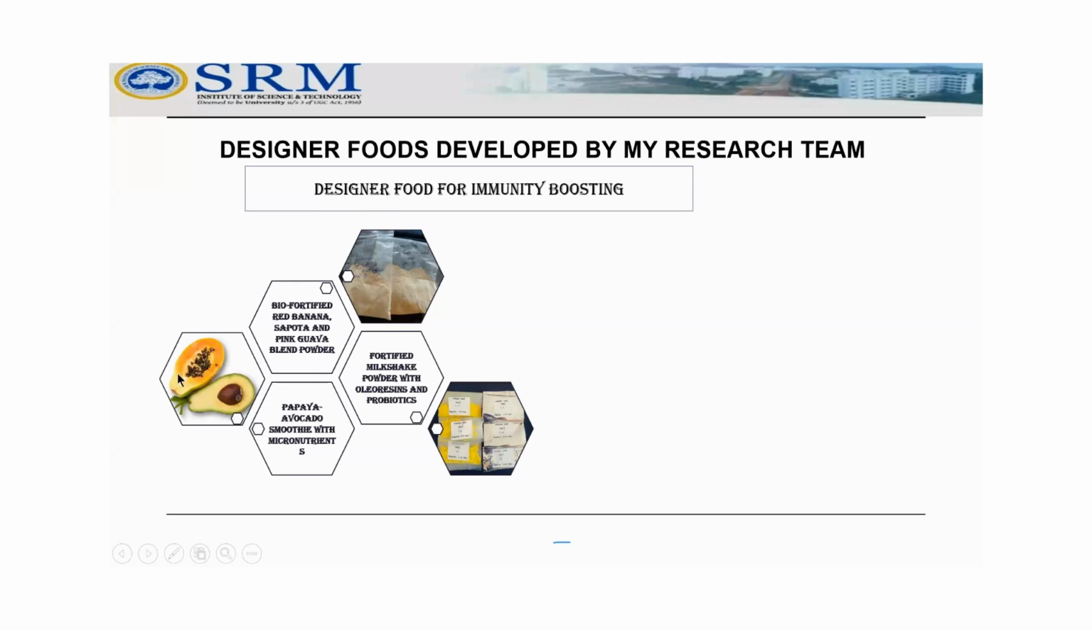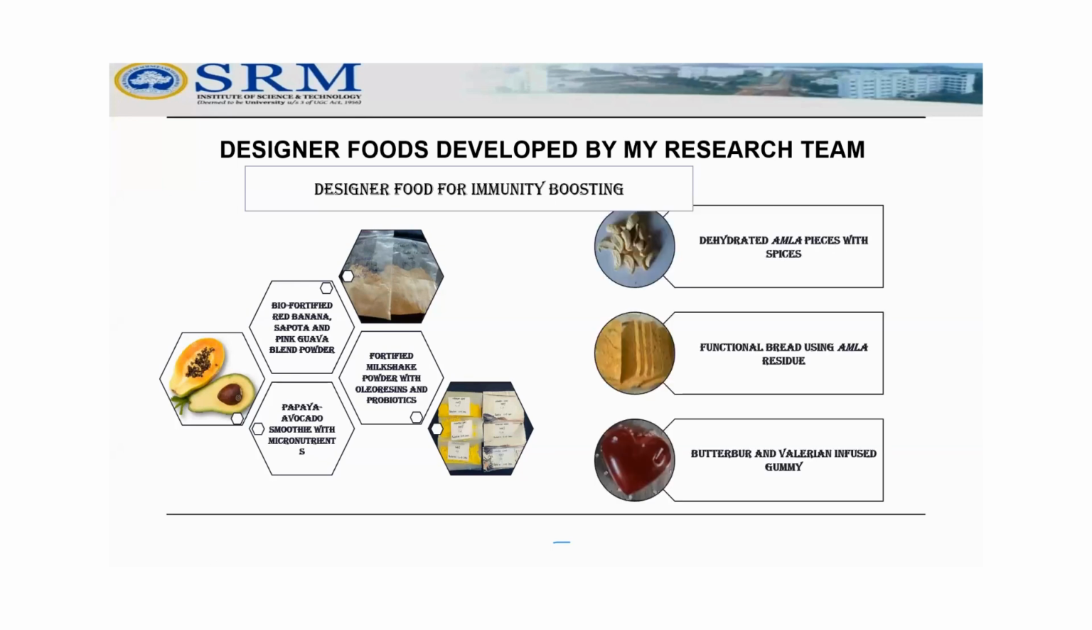Then this is a smoothie from papaya and avocado added with micronutrients. In these two products, other than drying or blending techniques, we have also used non-thermal preservation techniques to retain the micronutrients. These are some other products.